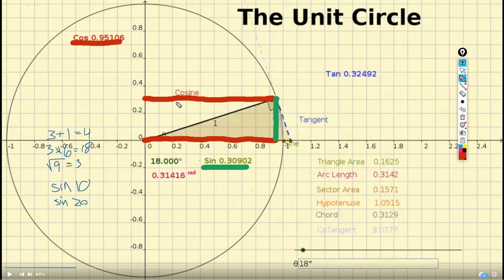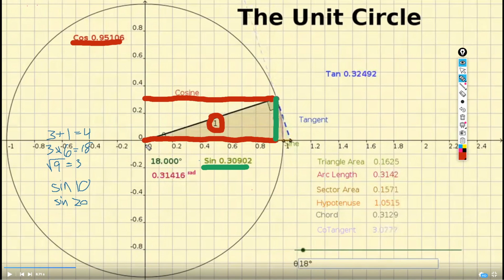So that is why sine and cosine are never bigger than 1. Why is that? Because the hypotenuse of this triangle is 1. And you guys know that for any given triangle, the longest side is the hypotenuse. So if this hypotenuse is 1, then the height and the length of the triangle must be less than 1. So that is why sine and cosine will always give you values less than 1.